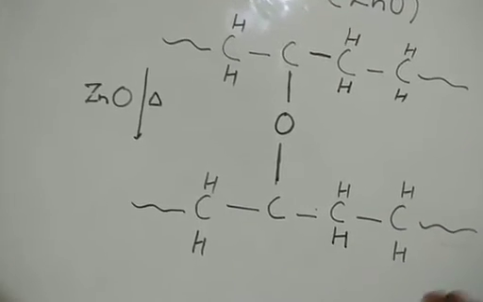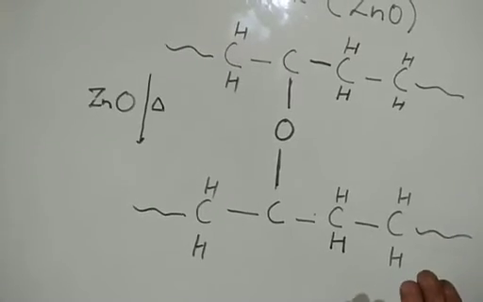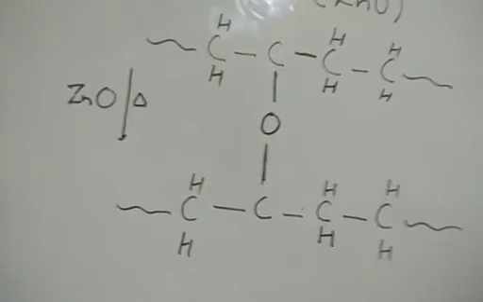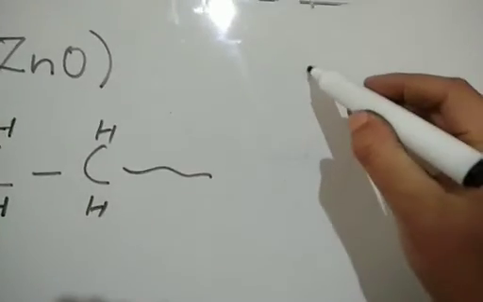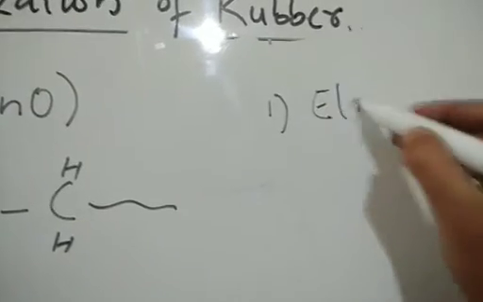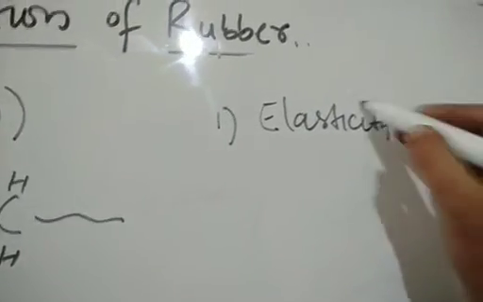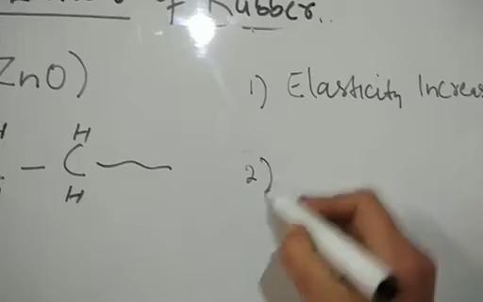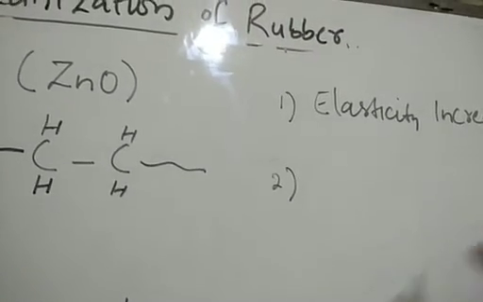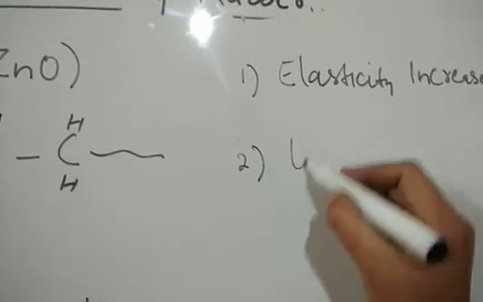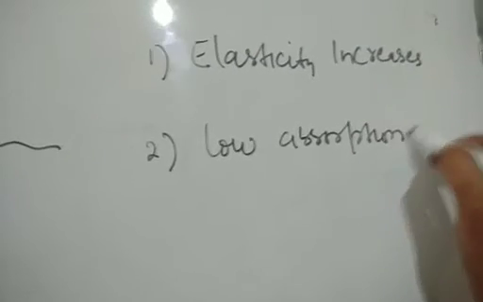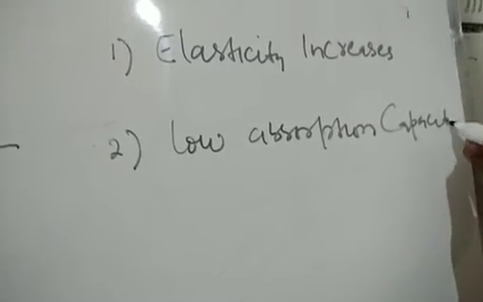It now has greater tensile strength, it has good elasticity, it has low water absorption capacity, and it has high resistance. So what does this vulcanization do to this synthetic rubber? Number 1, the elasticity gets improved, elasticity increases. Number 2, it has low water absorption capacity, low absorption capacity. Obviously this rubber is now hard.